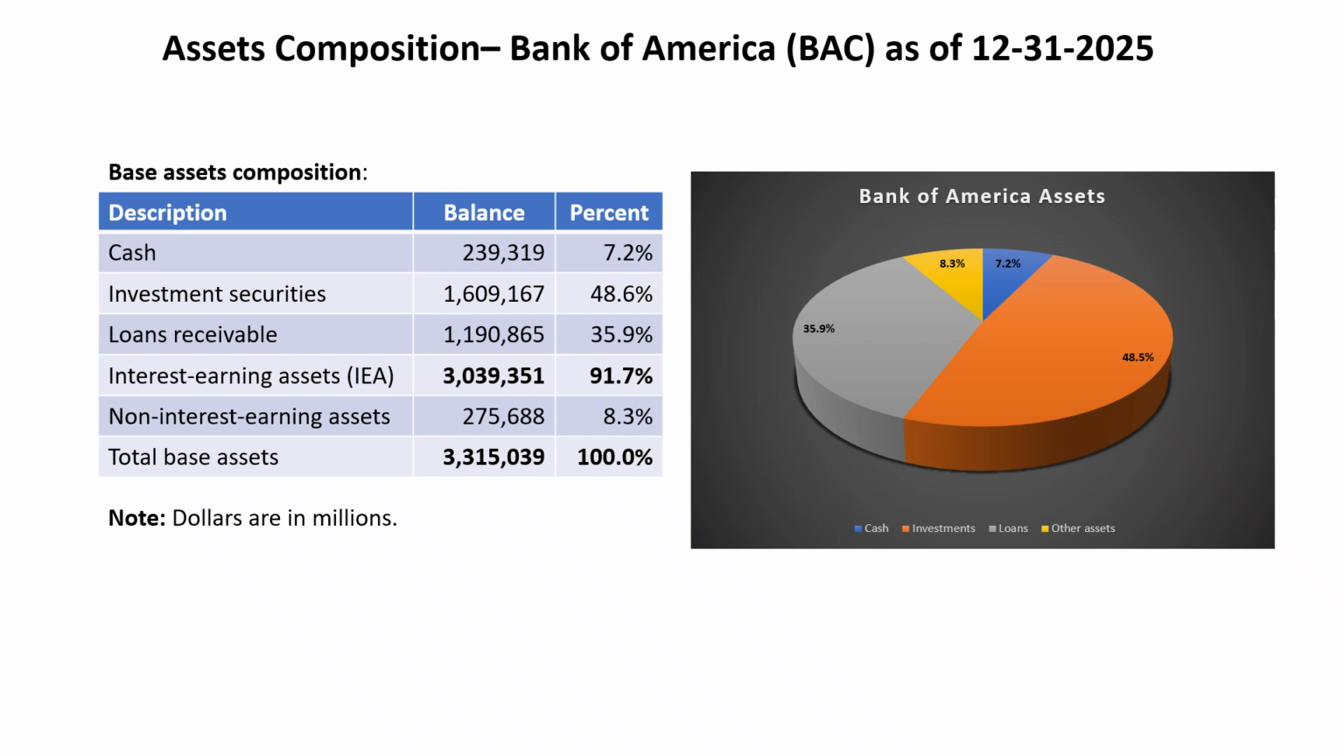And if we take a look at the pie chart to the right, we can see those percentages broken down. And as you can see, the biggest piece of the pie is the investment portfolio, which is about 48%. And then the next biggest piece is the loan portfolio, which is about 36%. So that's just a graphical representation of the table to the left.